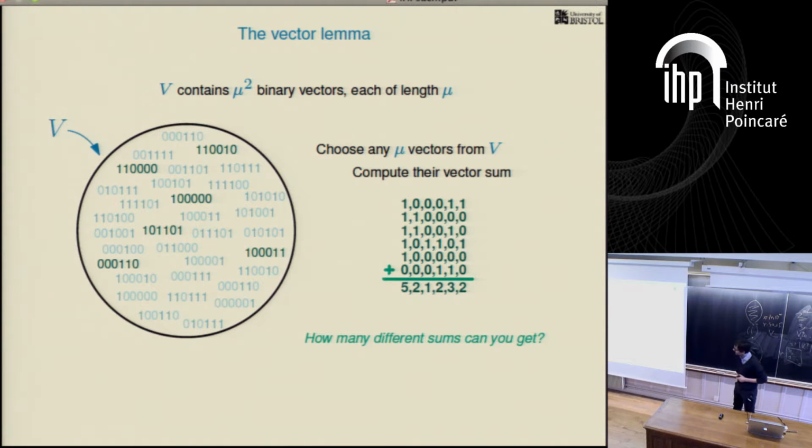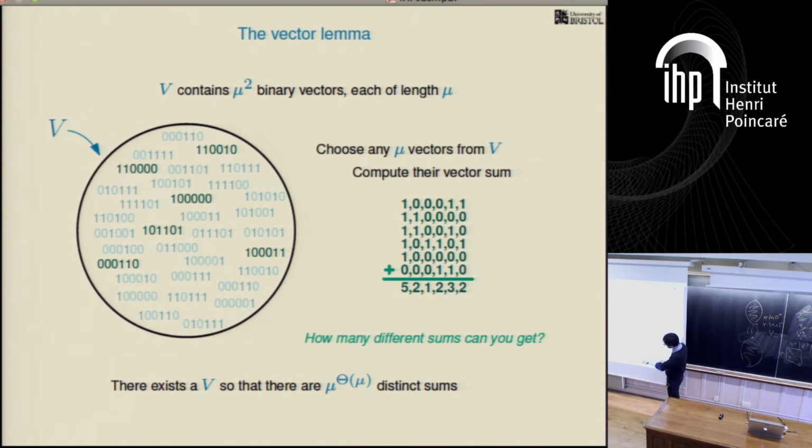So the question is, how many different sums can you get? How many different ones of these can you get if I play this game, choose any mu vectors from V? Obviously, that depends on V. Certainly, well, not certainly, there exists a V so that there are mu to the power of mu distinct possible sums. So actually, this is, as we'll see in a minute, a cheat. It's a slight simplification of what we need. This is relatively easy to prove. Just pick them at random, and they're pretty likely to have this property.